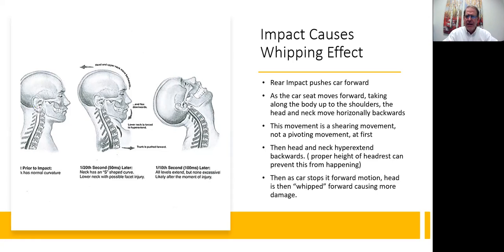And this can happen at any angle, any kind of impact to the car: front, side, or back. Most of the injuries are from the back because that's the most common accident style. But that whipping motion, of course, happens when the car comes to an end. And so you've got a lot of damage there.